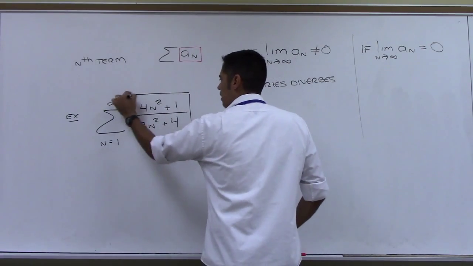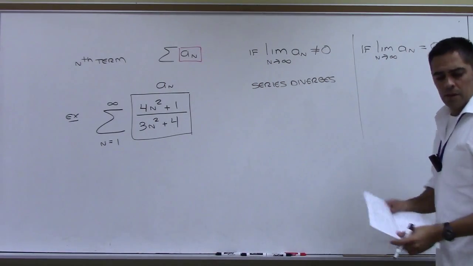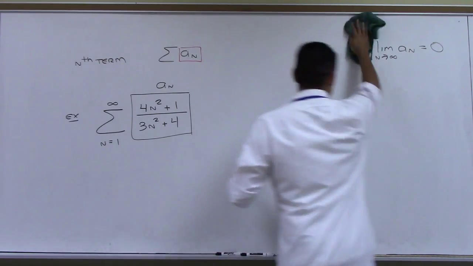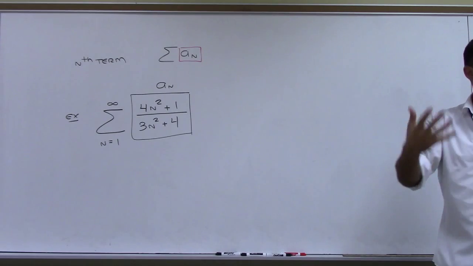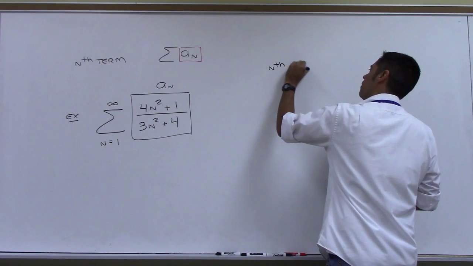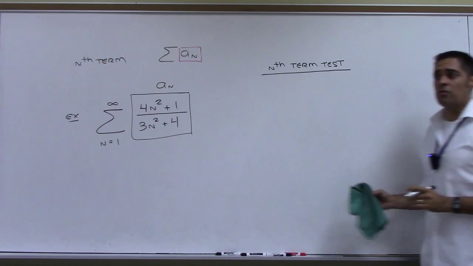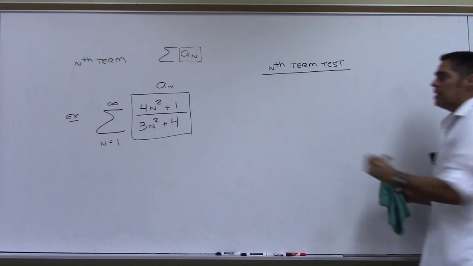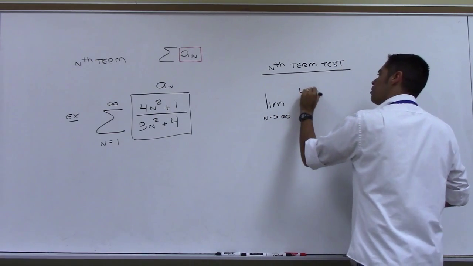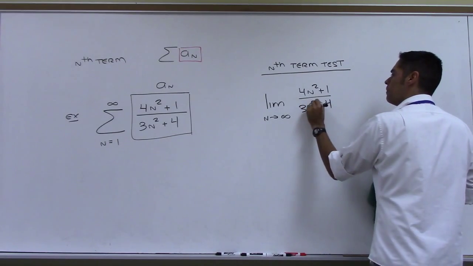Let's take the sequence here, a sub n, and let's apply the nth term test to it. So watch, I'm going to write this out the way that I would do it if I were doing this problem. I would say to whoever's looking at my work, here, nth term test. I'm going to write that out so that everyone knows that's what I'm about to apply. And that means I'm going to take the limit as n goes to infinity of (4n squared plus 1) over (3n squared plus 4).